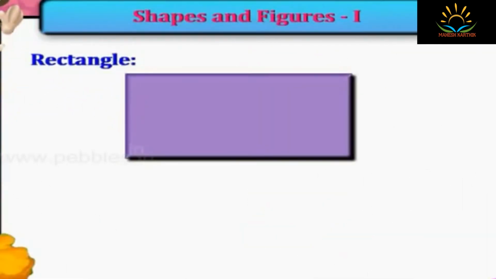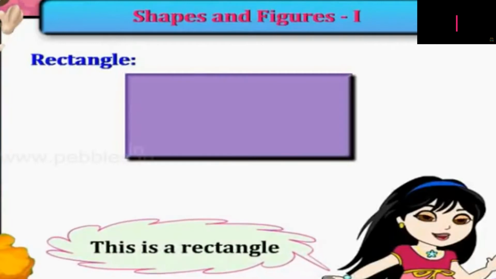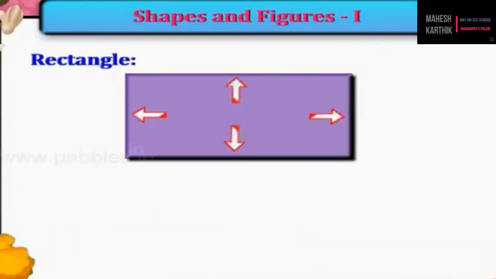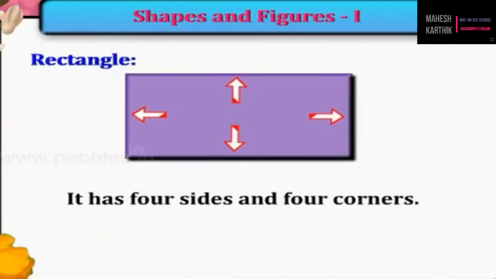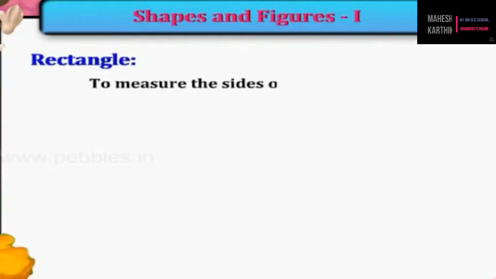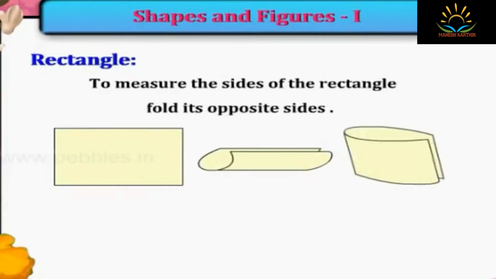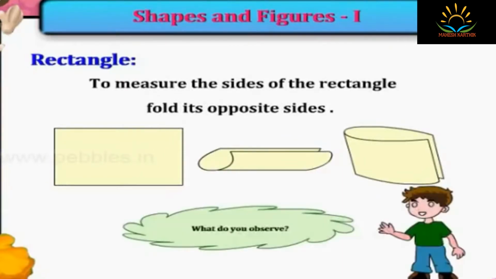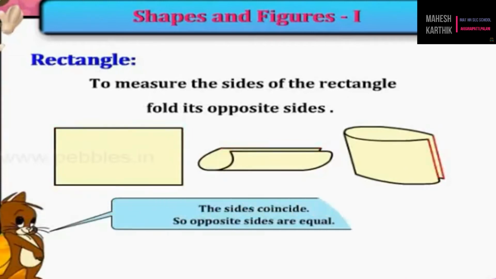rectangle. This is a rectangle. It has 4 sides and 4 corners. To measure the sides of the rectangle, fold its opposite sides. What do you observe? The sides coincide. So, opposite sides are equal.